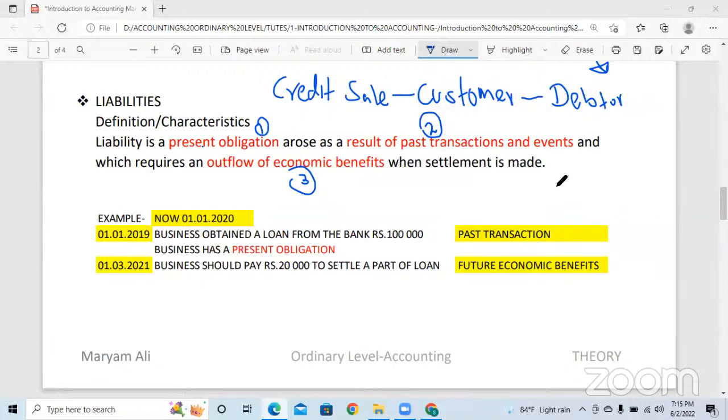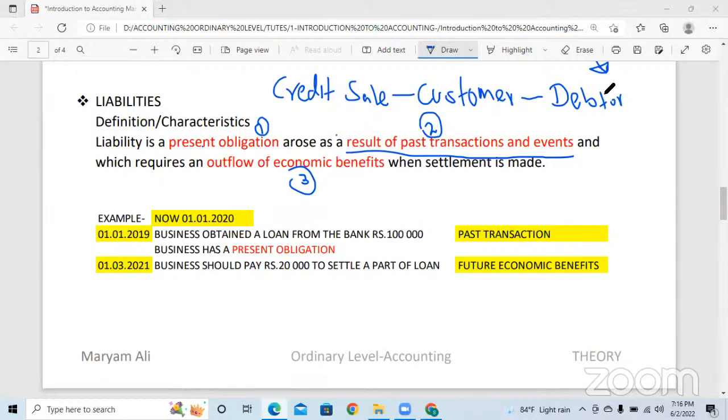Now tell me, because you took a loan yesterday, do you have an obligation today? Yes or no? Obligation means a duty which you have to do. You can't avoid it. Because you took a loan yesterday, today you have an obligation, a duty which you cannot avoid. Why do you have an obligation today? Because as a result of a past transaction. Because you did something before, now you have an obligation.